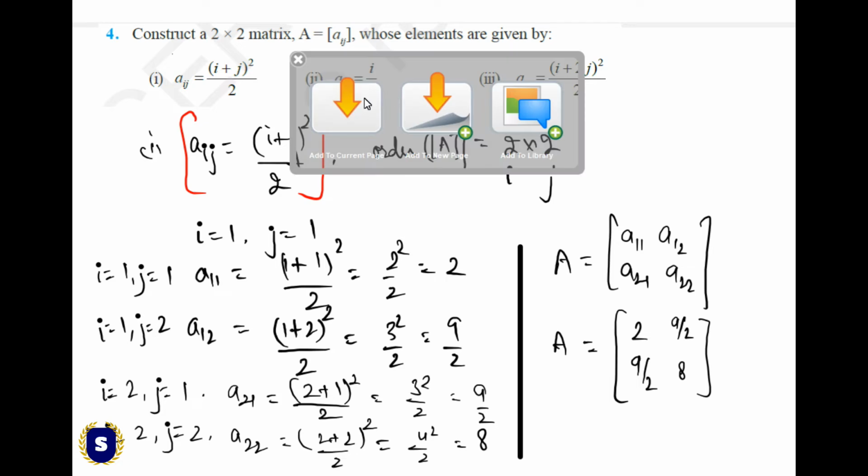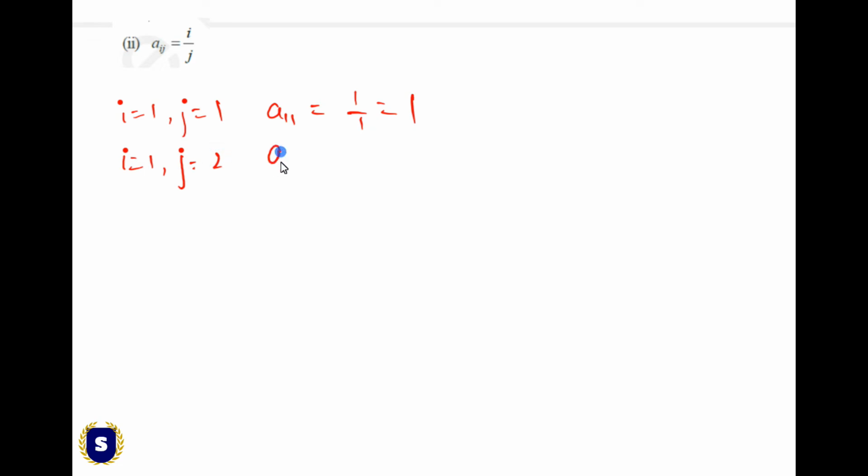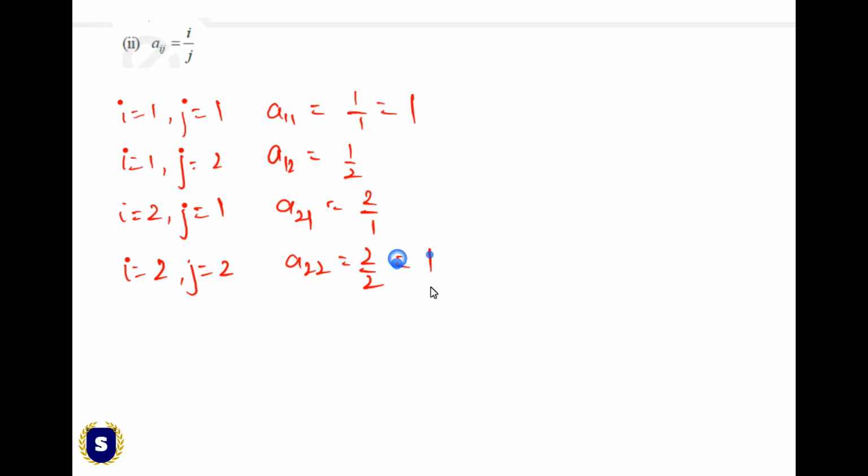wherein Aij is equal to i by j. Right. So for i is equal to 1 and j is equal to 1, we'll get A11, which is equal to 1 upon 1, that is 1. Then for i is equal to 1 and j is equal to 2, A12 is equal to 1 by 2. Then i is equal to 2, j is equal to 1, A21, this is 2 upon 1. Then i is equal to 2 and j is also equal to 2, A22, that is 2 upon 2 is equal to 1.